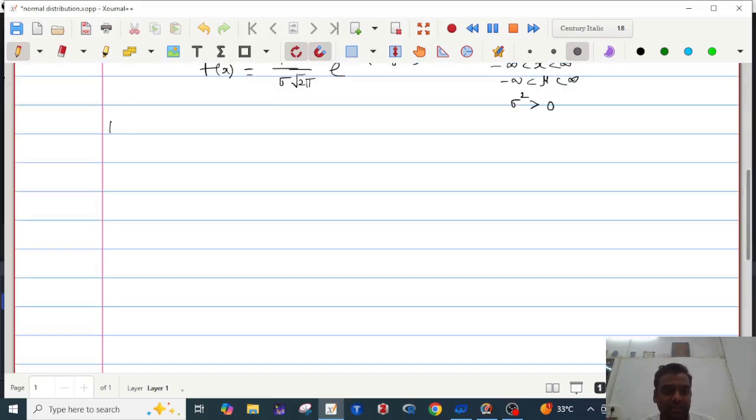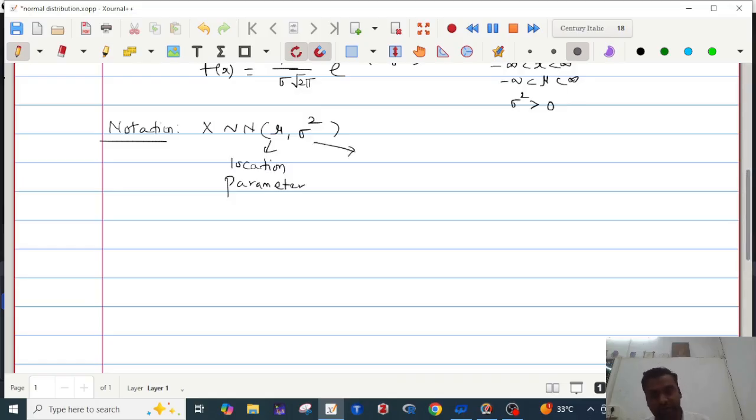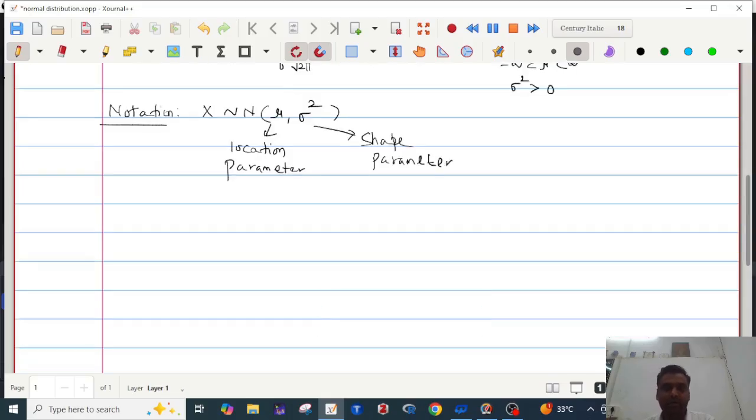We denote this as, its notation is, X follows normal distribution with parameters mu and sigma square. These both are the parameters of normal distribution. Mu is the location parameter, and sigma square is the shape parameter. This is the PDF and this is the notation.